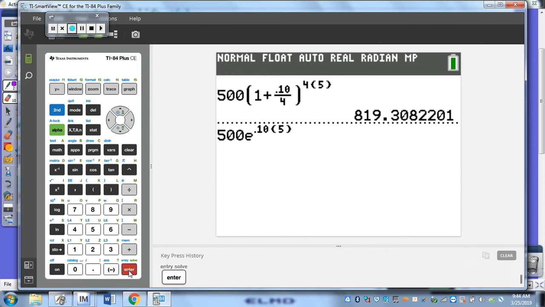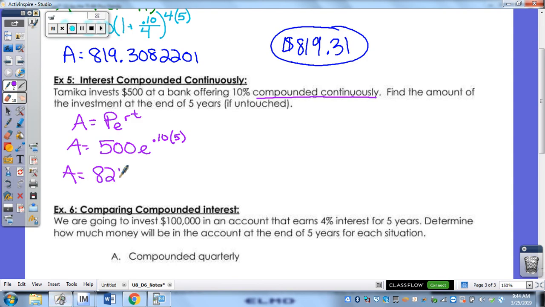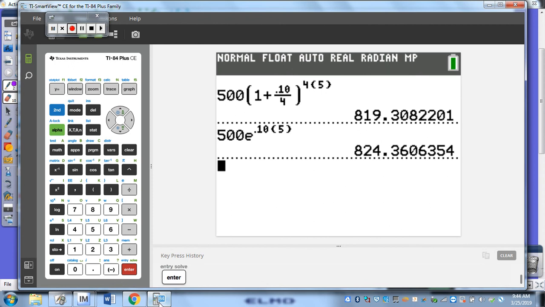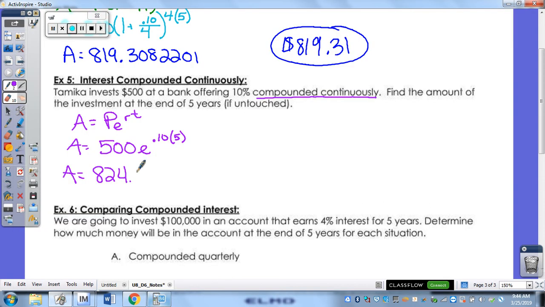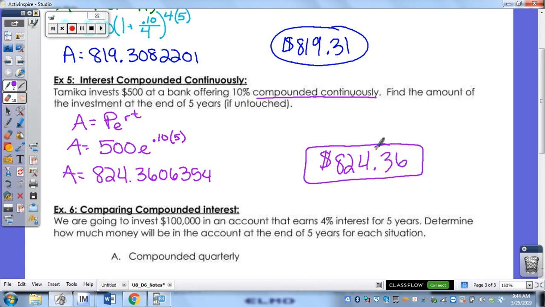And then 0.10 times 5, 824.260. So again, didn't give us anywhere specific to round to, so since it's money, we will go for 2 numbers after the decimal. So $824.36. So it's not much of a difference, but she did end up getting more money because it was compounded continuously, so that's always going to be a better way to go if you have that option.